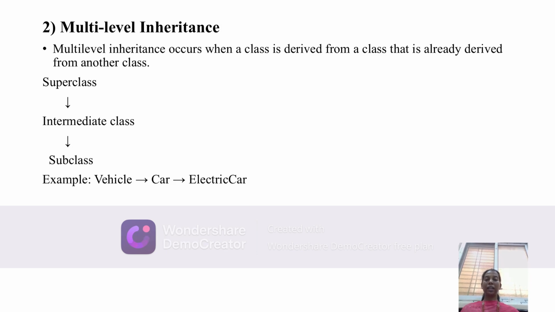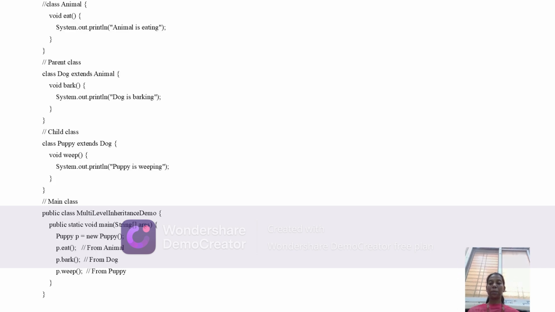Next, multi-level inheritance. Multi-level inheritance means an intermediate class is present between the superclass and the subclass. There are three classes: a superclass, an intermediate class, and the subclass. The intermediate class is inherited from the superclass, and through the intermediate class, the subclass has been inherited. For example, Vehicle, Car, and Electric Car. Vehicle is a superclass, Car is the intermediate class, Electric Car is a subclass.